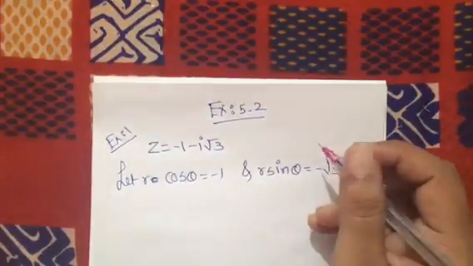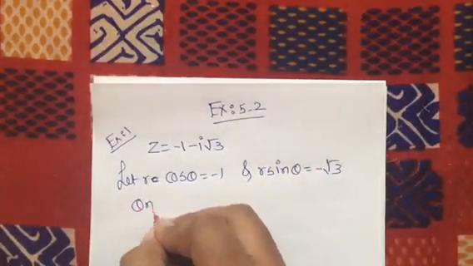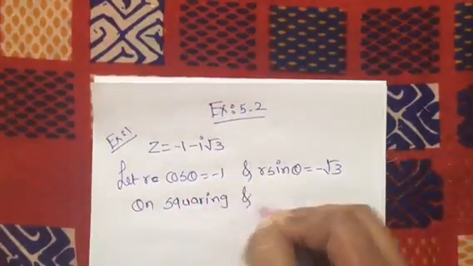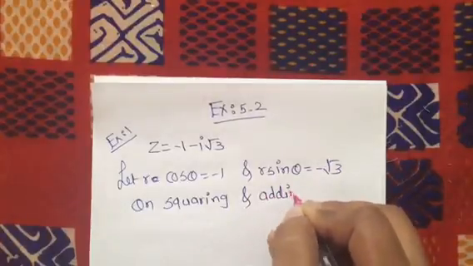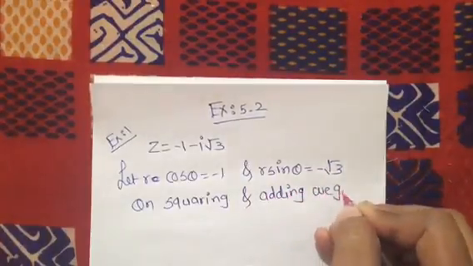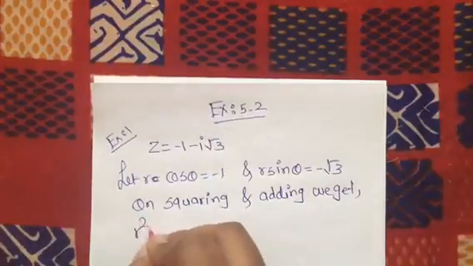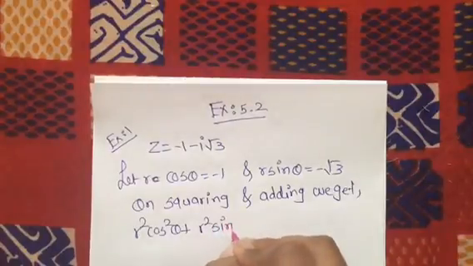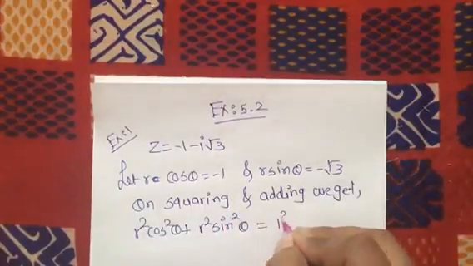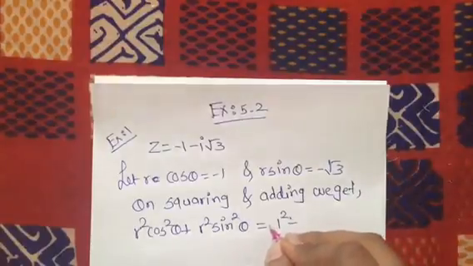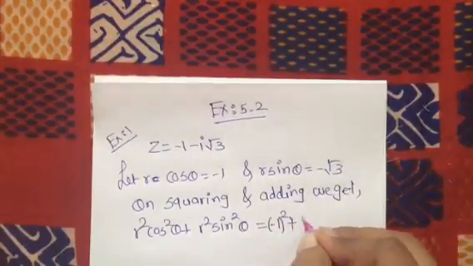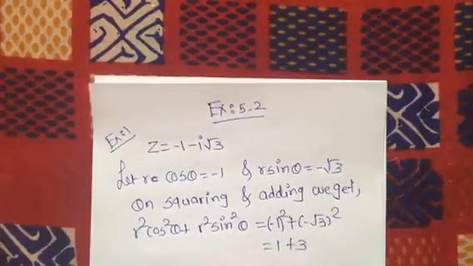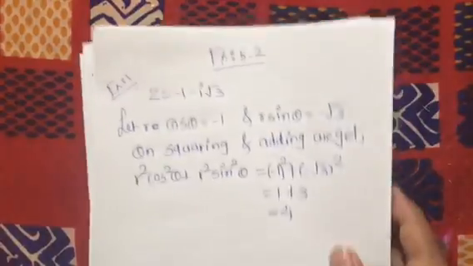So on squaring and adding, we get r square cos square theta plus r square sin square theta. 1 square plus you can also write it as (-1) square plus (-√3) square, that is 1 plus 3 is equal to 4. So what will come here?